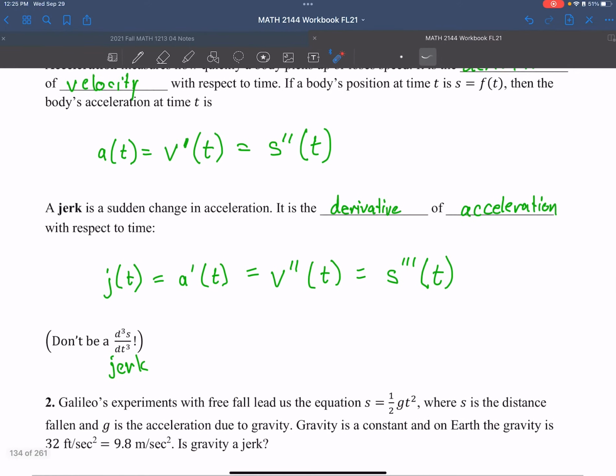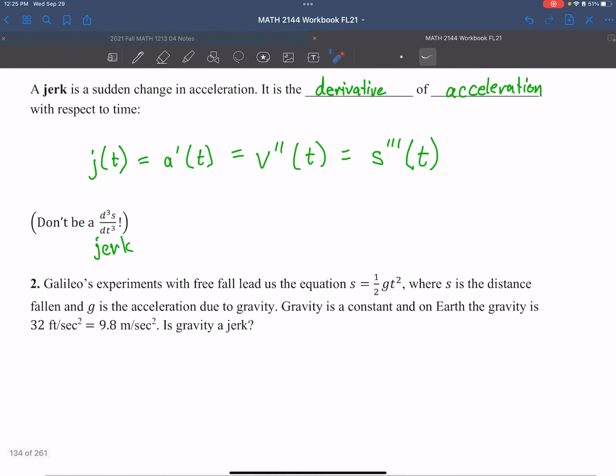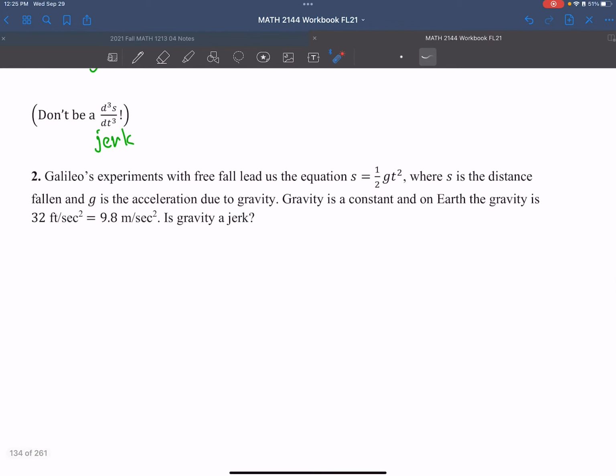So to emphasize the derivatives in the context of Galileo's experiments with free fall, we have the equation s is equal to 1/2 g t squared, where s is the distance and g is the acceleration due to gravity. Remember that g is a constant on Earth. You could think about g in terms of imperial units, say 32, or metric units, 9.8 meters per second squared. And the question is asking, is gravity a jerk?